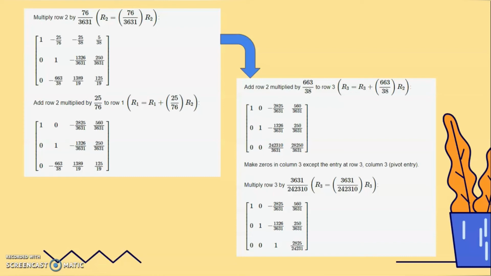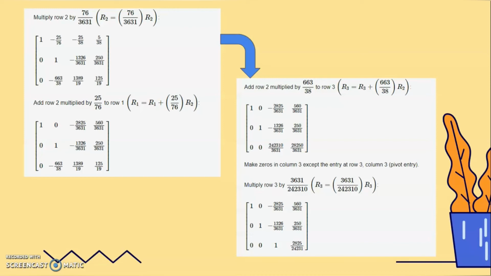Okay, next we go to the sixth step, which is R3 equals R3 plus 663 over 38 multiplied by R2, so that we get an entirely new row 3. As for row 3, column 2, we get a 0. The same step applies to row 3, column 3 and row 3, column 4, so that we get new numbers. In this step, remember, we make zeros at column 2 except for row 2, column 2, which is the number 1.